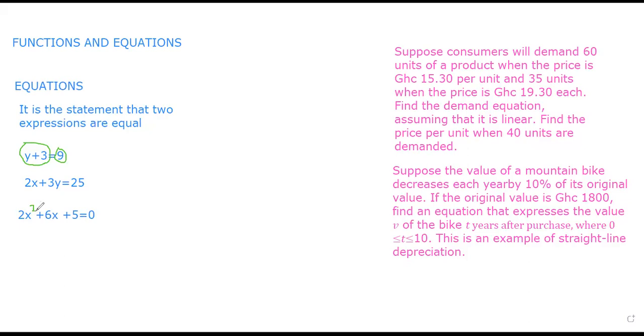So that's an example of a quadratic equation: 2x squared plus 6x plus 5 is equal to 0. To solve for this, you can use what we call the almighty formula. It's called the quadratic formula, but we know it to be the almighty formula from senior high school.